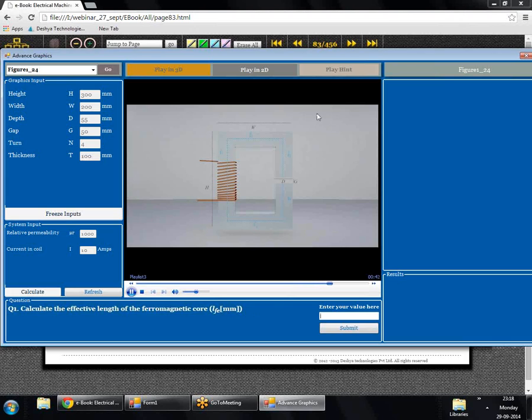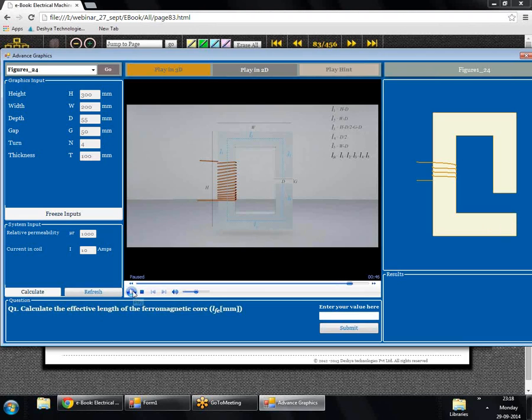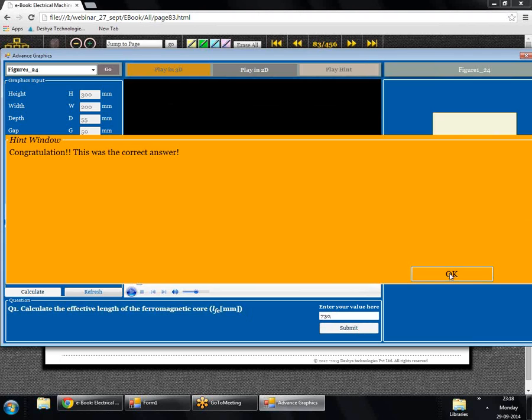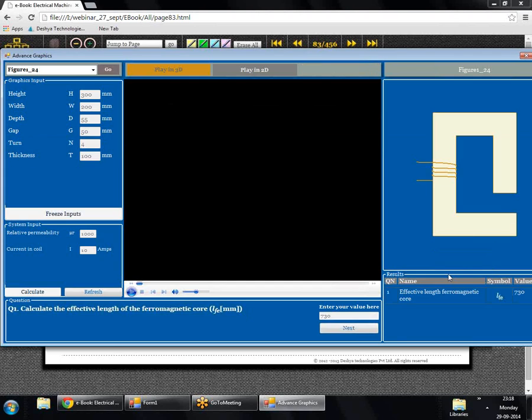After seeing this hint very carefully, we can find out what would be the effective length of the ferromagnetic core, and actually the correct answer in this case would be 730 millimeter, and we click on submit, and it says congratulations, this was the correct answer. We press on OK, and then the next button appears.